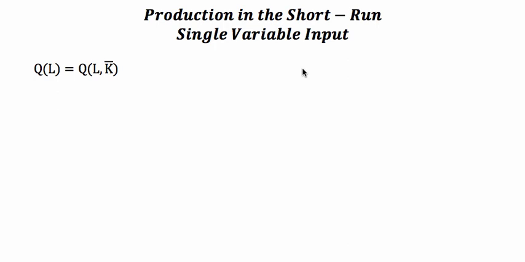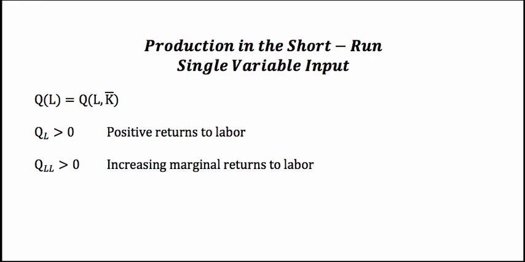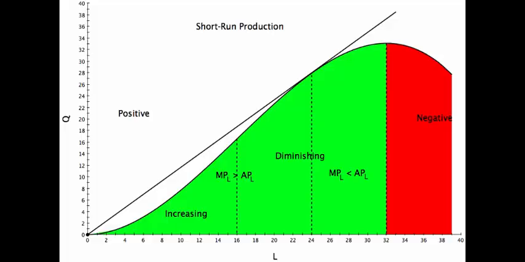for production. Starting from zero, each additional unit of labor services will increase production and at an increasing rate. So we have both a positive marginal product of labor, indicating positive returns or increasing total returns, and increasing marginal returns, a positive second derivative. On a diagram, we see this as a rising slope for the production function.